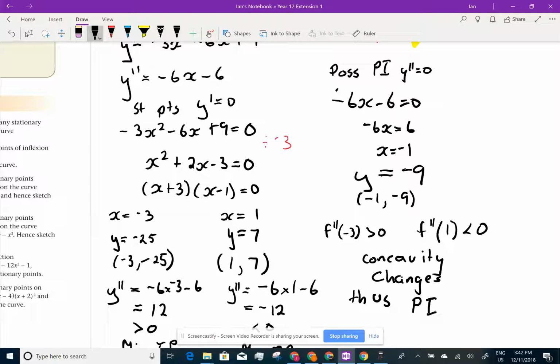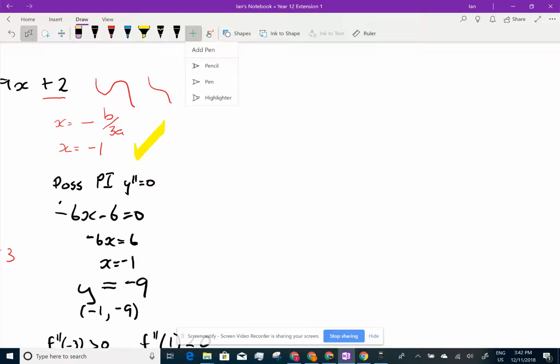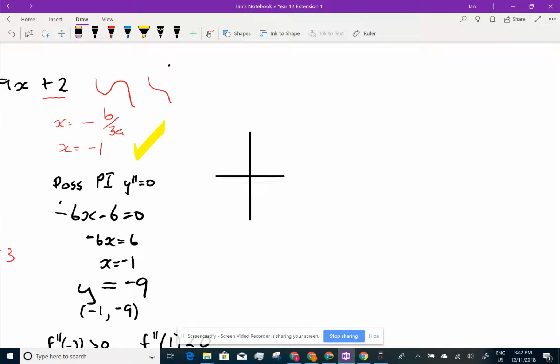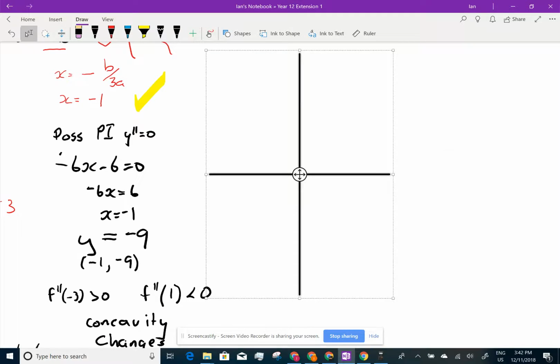Thus it's a point of inflection. Okay. So what's this going to look like? Let's see if this works. Hold on. I need to just click here because shapes. And I want that. There we go. Move it to there.